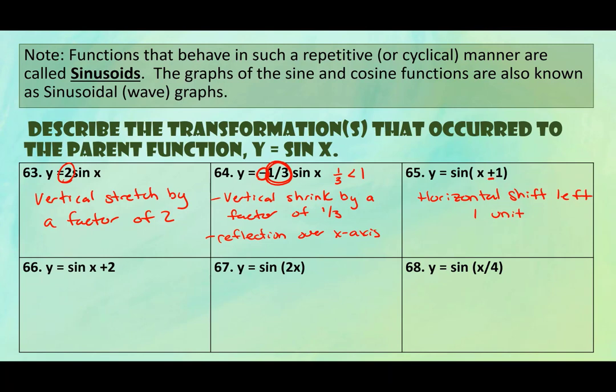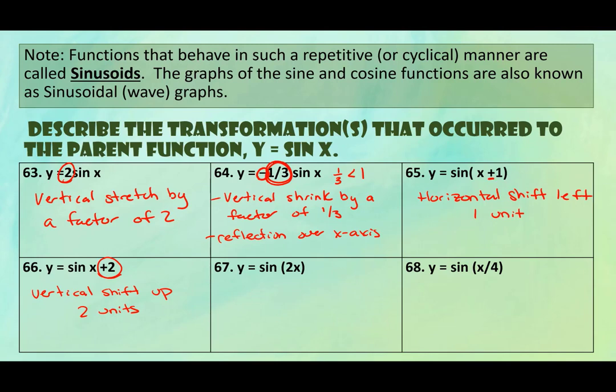So in contrast to that, in 66, we have this +2 on the outside of that x. So it's not being applied to the x directly, it's actually being applied to the y. So this is actually shifting up and down. So this is a vertical shift. And it's going to be up 2 units.